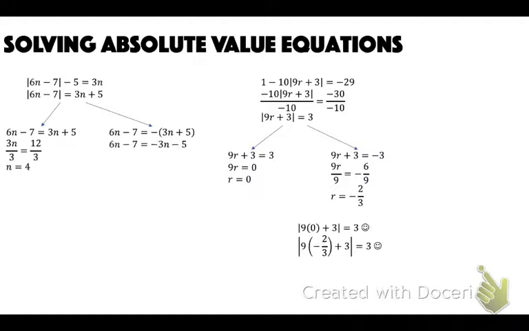For this side, I'm going to distribute that negative in, so you get -3n minus 5. And I'm going to add that over, you get 9n, add the 7, you get 2, divide by 9, and you get n equals 2/9.